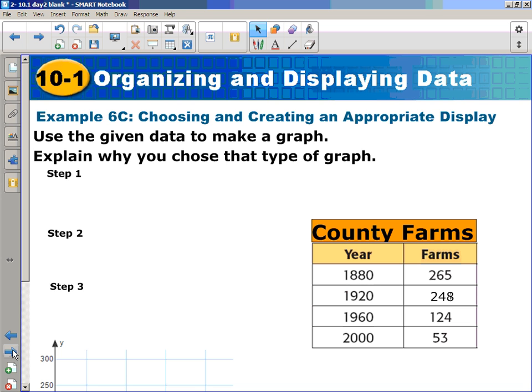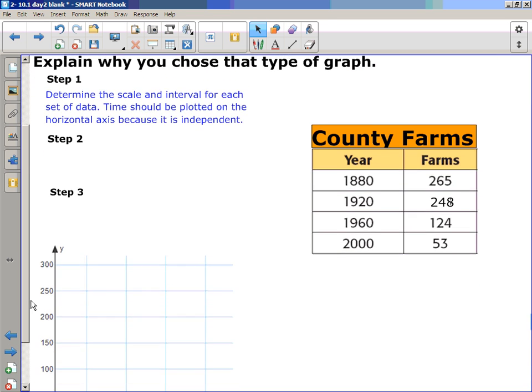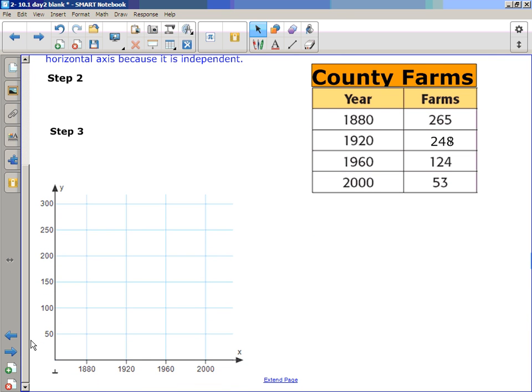Use this given data to make a graph and explain why you chose it. Well, in looking at this, this is a data set based on time, and what we learned yesterday was that the line graph is a good graph for anything that changes over time. So we determine the scale and interval for each set of data. Time should be plotted on the horizontal axis because it's the independent. That's what I have here.